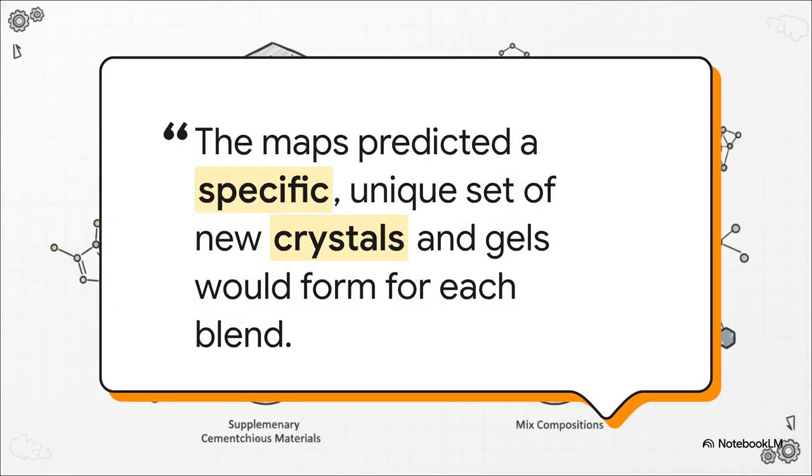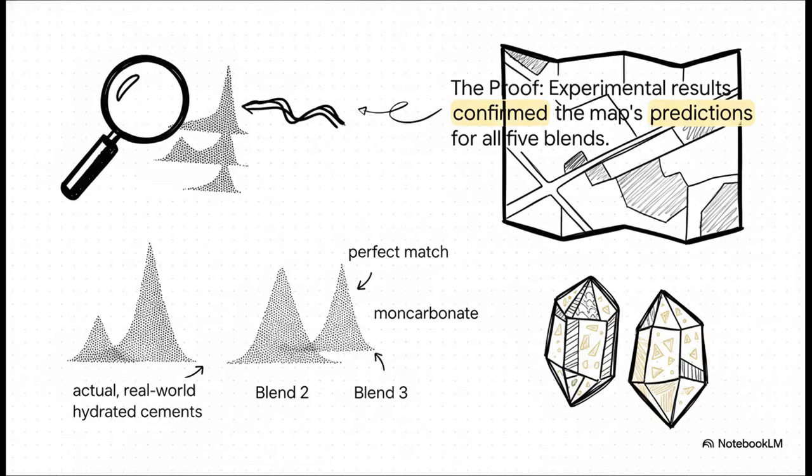So now, based purely on where those dots landed, the maps made some really specific calls. For example, they predicted that blend 2, the one with a lot of metakaolin, should form a very particular mineral called stratlingite. But blend 3, with all the limestone, should form something completely different, monocarbonate. And here it is, the payoff. When the researchers actually analyzed the hardened cement samples, the results were a perfect match. These peaks you're seeing here are basically chemical fingerprints for different minerals. And, yep, blend 2 had stratlingite and blend 3 had monocarbonate. Exactly what the maps said would happen. The theory just held up perfectly.